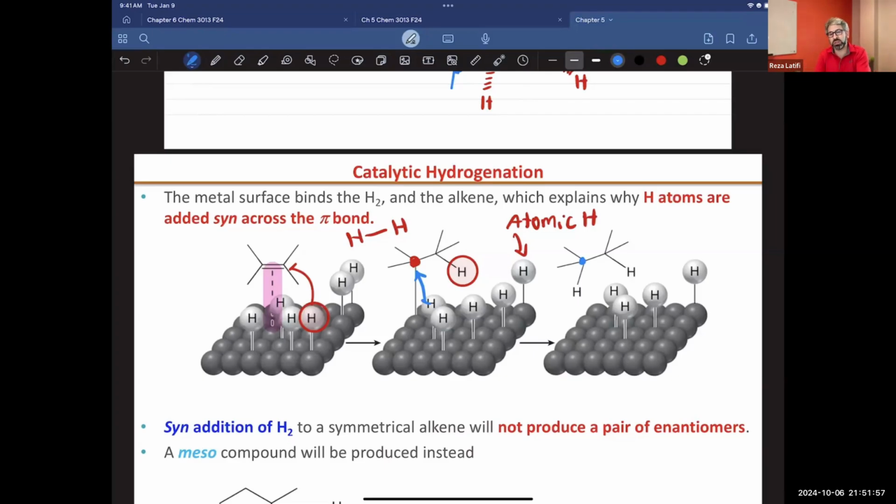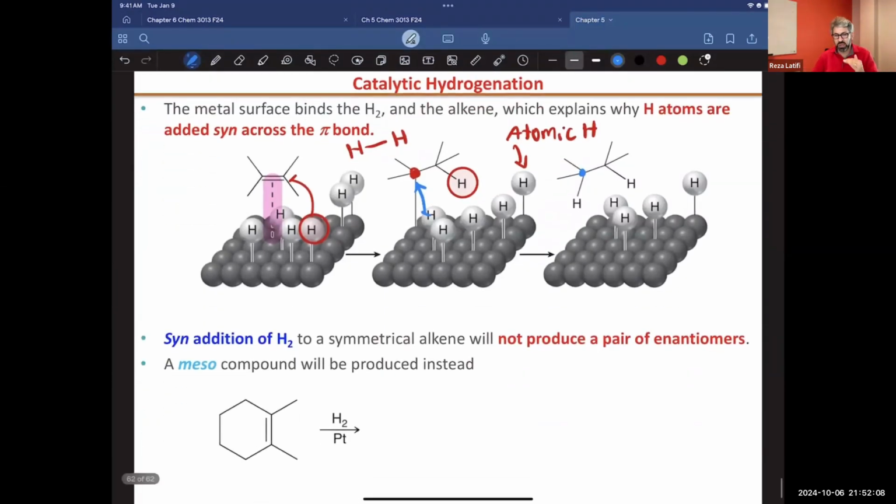So the next molecule, the next alkene, will interact with the surface and try to grab some of those atomic hydrogens that attach to the metallic surface. Again, the addition is seen, and we say we have stereospecific addition. That means addition is going to happen only on one side of the molecule.